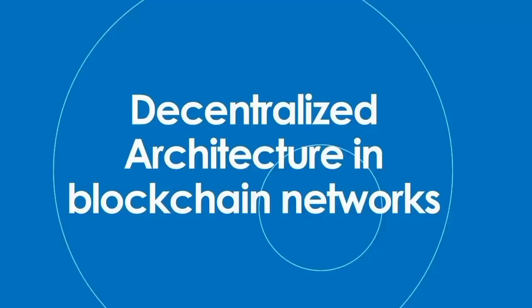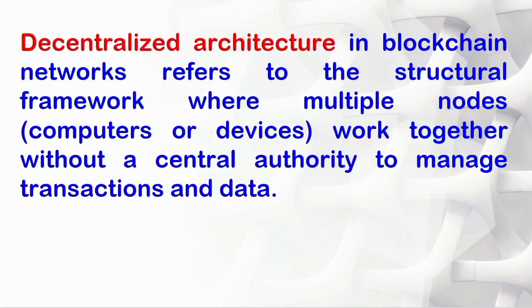Okay? Now, let's explore the decentralized architecture in blockchain networks. Decentralized architecture in blockchain networks refers to the structural framework where multiple nodes, computers, or devices work together without a central authority to manage transactions and data. That is, decentralized architecture in blockchain means no central authority. Instead, many nodes collaborate to manage transactions and data.